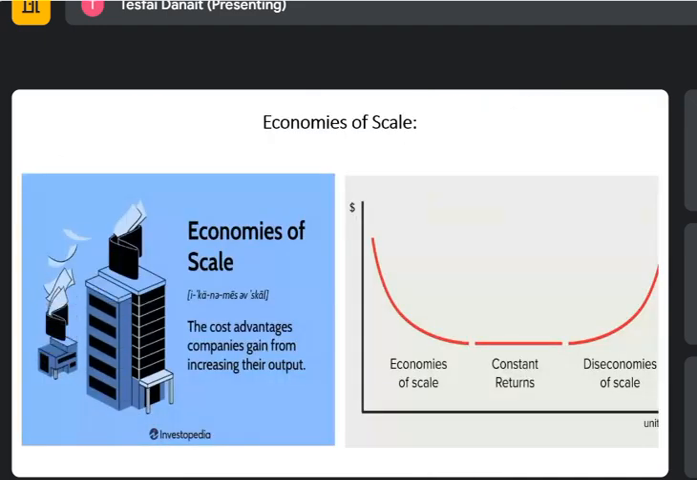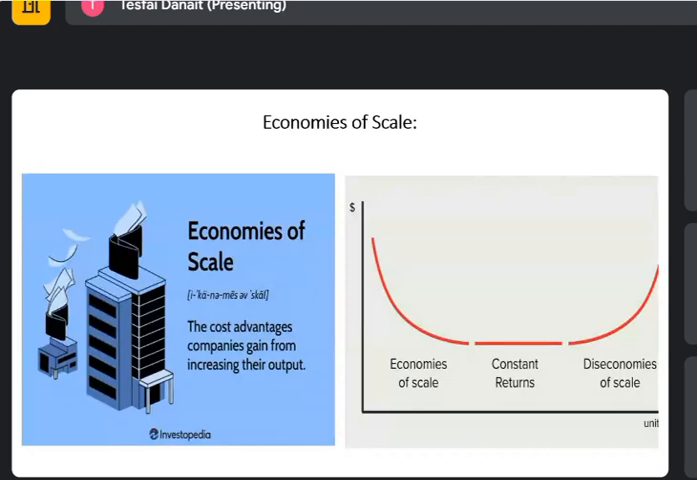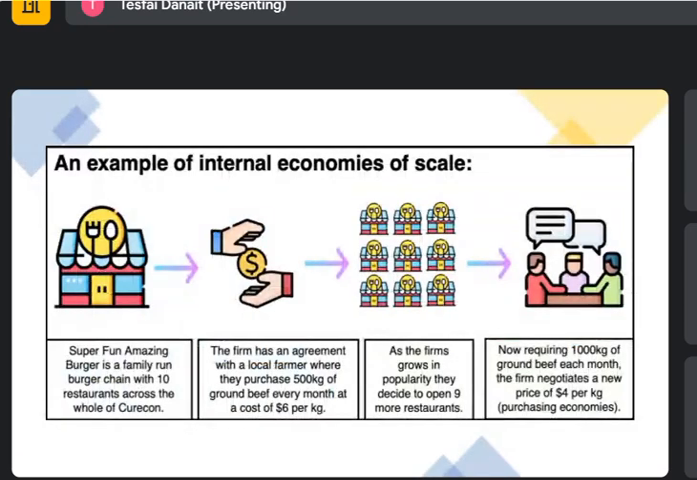Okay. Thank you, Junior. Thank you so much for the wonderful presentation. So now we are going to see how Lubaga Hospital uses economies of scale in order to increase its revenue and maximize its service. First, let us understand what the concept of economies of scale is. Economies of scale is the cost advantage that companies gain from increasing their output.